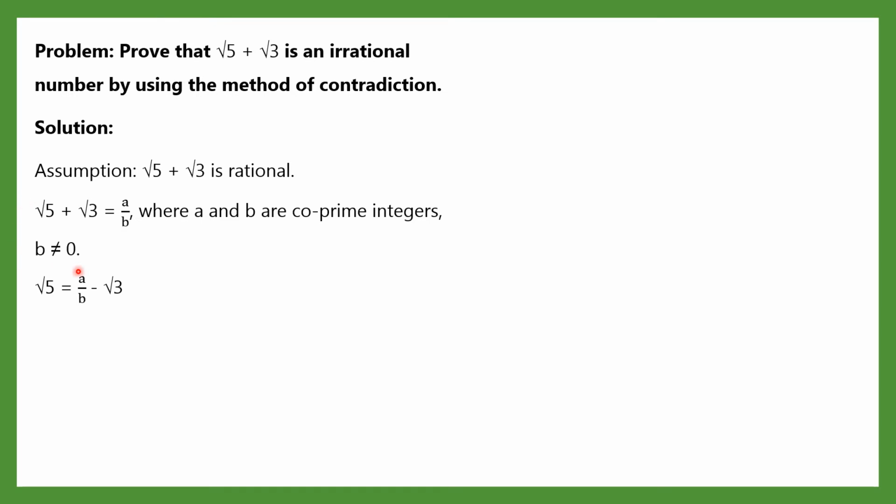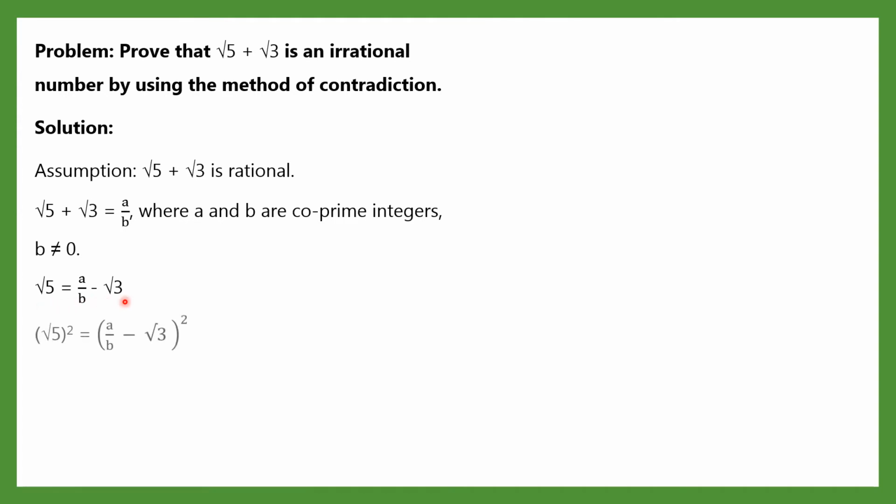How will we simplify this? We can simplify in different ways. But here I am doing it this way. I am taking one number among root 5 and root 3 to the right side. In particular, I am taking root 3 to the right side. Now plus root 3 becomes minus root 3. Therefore, root 5 is equal to a by b minus root 3.